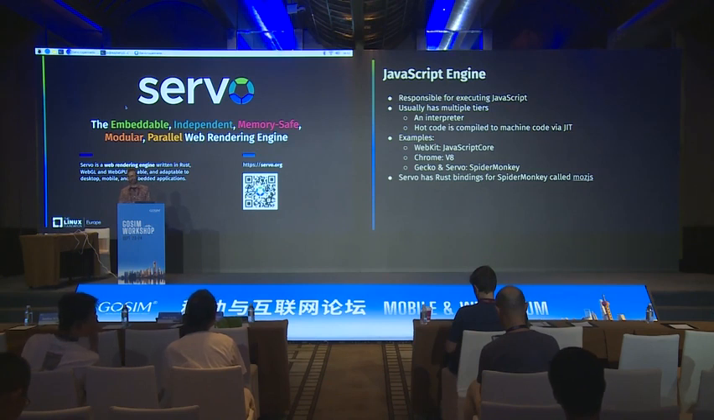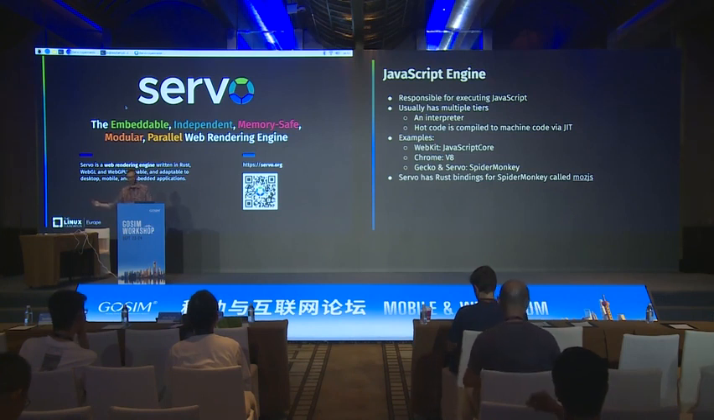I put two tiers here, but I believe some JavaScript engines have six tiers, different levels of optimization they can do to the code, different stops on the path from interpreting to fully optimized code that you might get from a C compiler, for instance.